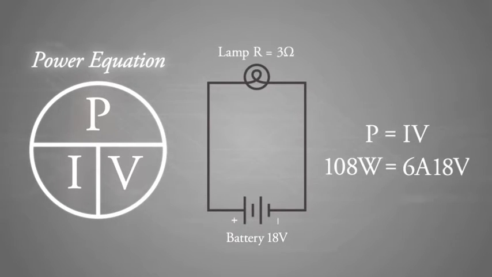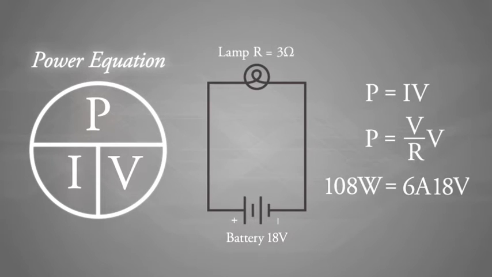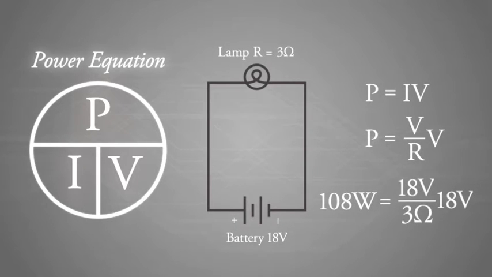Similarly, based on Ohm's law, we know that current equals voltage divided by resistance, so we can say that power equals the current, voltage divided by resistance, times the voltage, or voltage squared, divided by resistance.